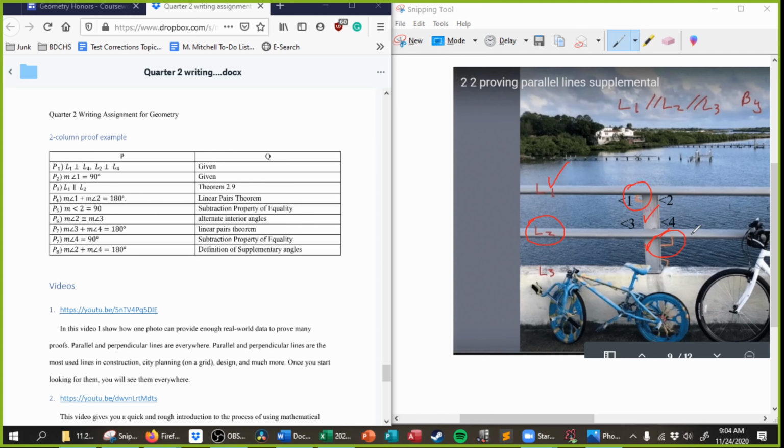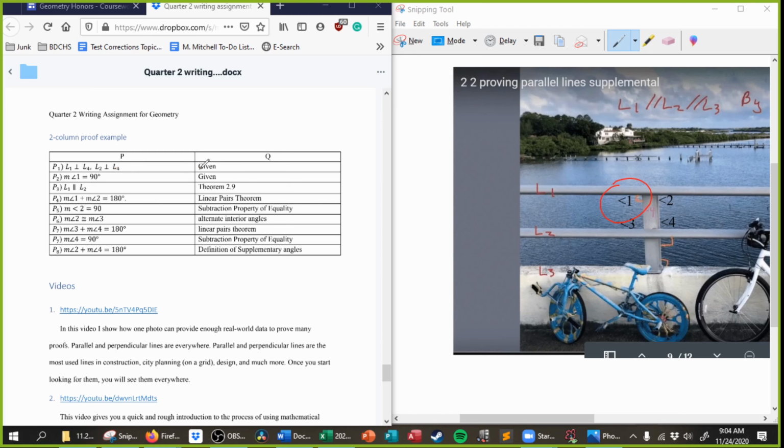I addressed that I have line 1, 2, and 4, and I've shown they're perpendicular to each other. So I am allowed to say that's given. Now, because I already have this perpendicular symbol here, and we know perpendicular angles are 90 degrees, I know angle 1 is also 90 degrees, and that's given.